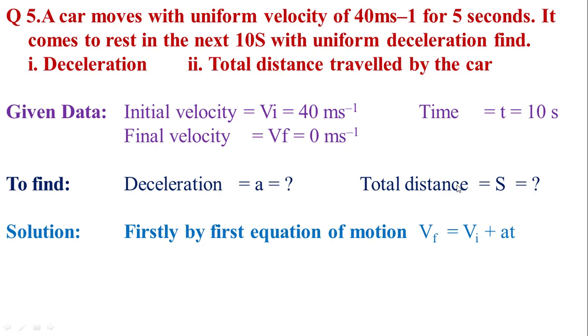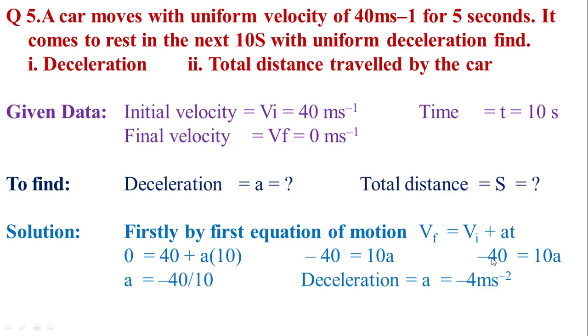Solution: first, using the first equation of motion, Vf is equal to Vi plus At. Then Vf is 0 and Vi is 40, plus A, the acceleration to find, and time is 10 seconds. Now 10 multiplied by A is 10A, and moving 40 to the other side, minus 40 is equal to 10A. Then A is equal to minus 40 divided by 10. So the deceleration is minus 4 meters per second squared.